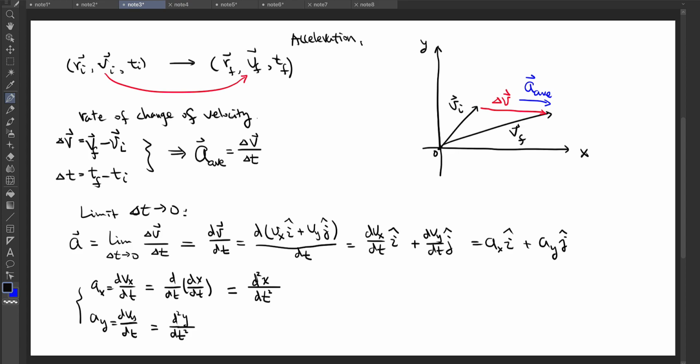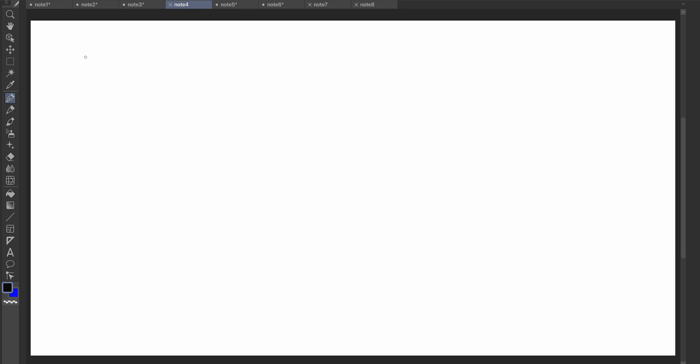So now we have a more complete understanding of the object's motion, because I also have this instantaneous acceleration for the initial and final instant. So let's write down this more complete set of information. For the initial time, I have position information, velocity information, and acceleration information. Now for the final time, I have final position, final velocity, and final acceleration.